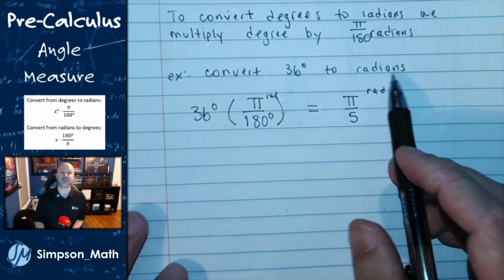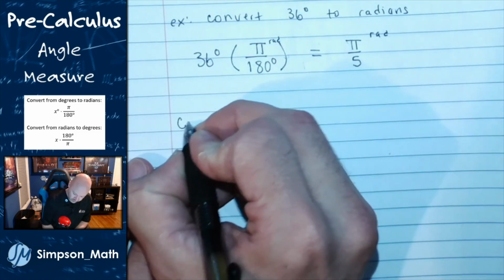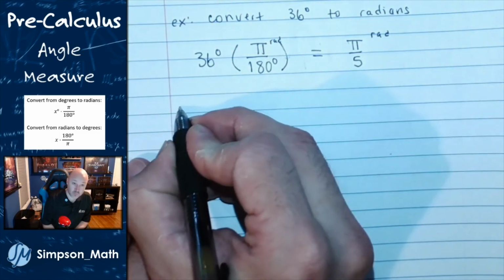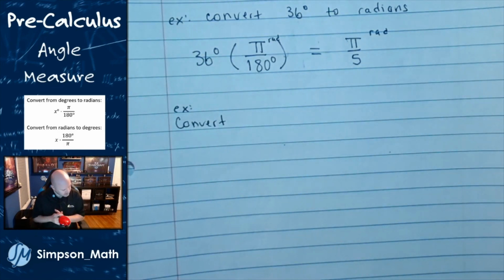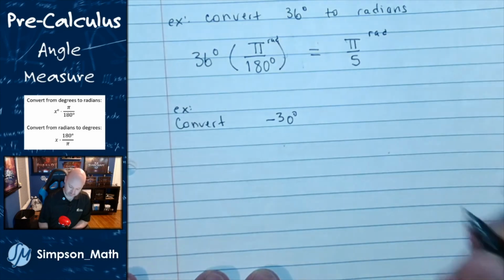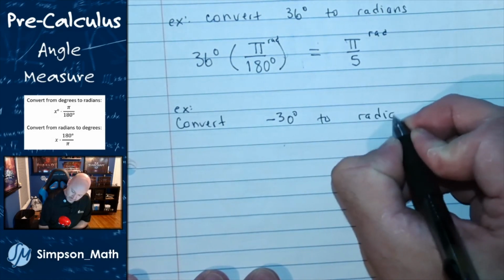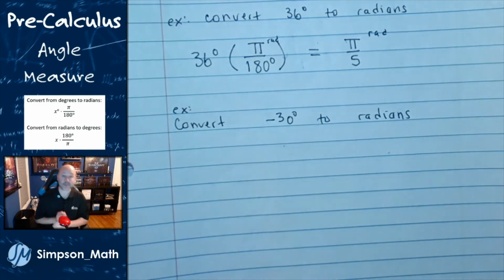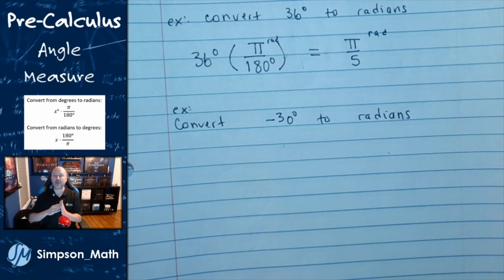Now, let's do the other direction. Let's take a radian and convert it to degrees. Let's do something like, oh, I don't know, negative 30 degrees. Negative 30 degrees is pointing down into quadrant 4. I know what that kind of looks like. That would be the 4 o'clock position on a clock. But I want to take that negative 30 degrees and convert it to radians.